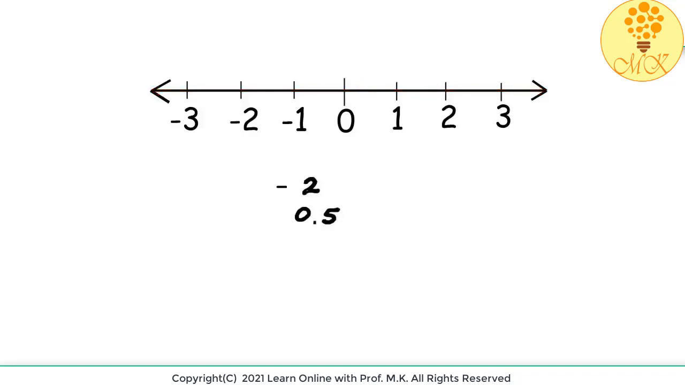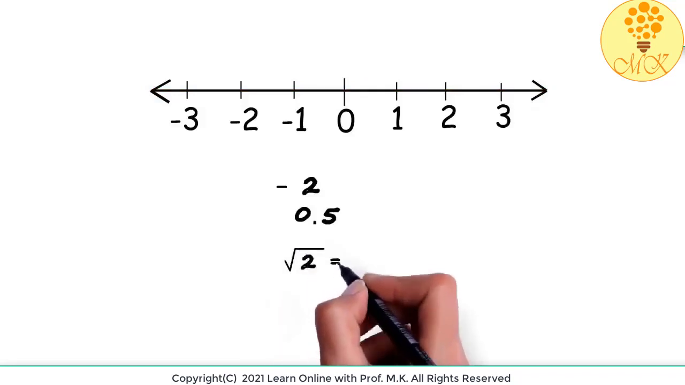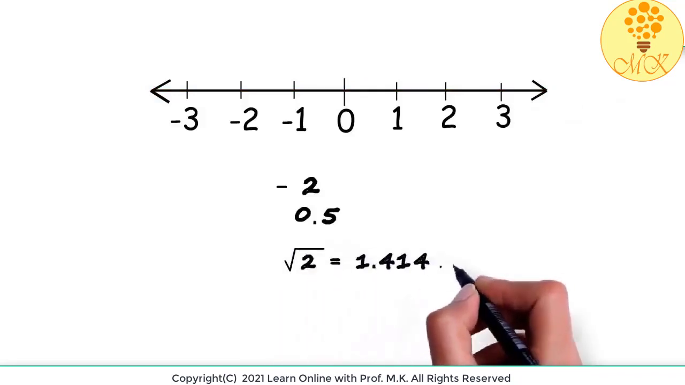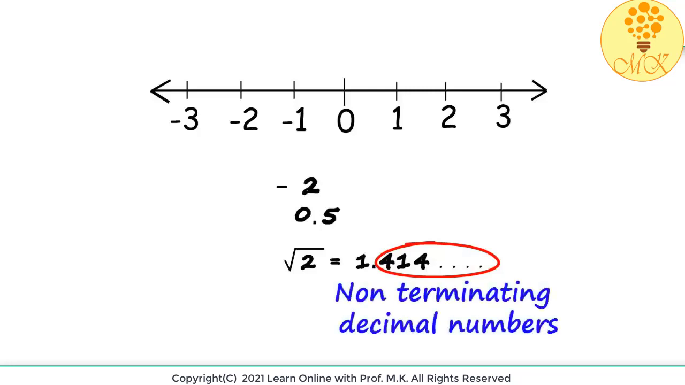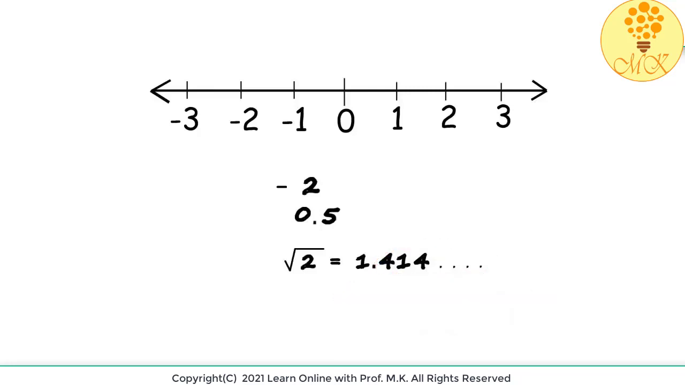Now let's look at another number, √2, which is also called square root of 2. If we calculate the value of √2, we get it as 1.414 approximately. The digits after the decimal point do not end. These kinds of numbers are called non-terminating decimal numbers. And yes, these numbers too can be plotted on the number line. Plotting a non-terminating number might sound weird, but yes, it's possible. So √2 is also a real number.